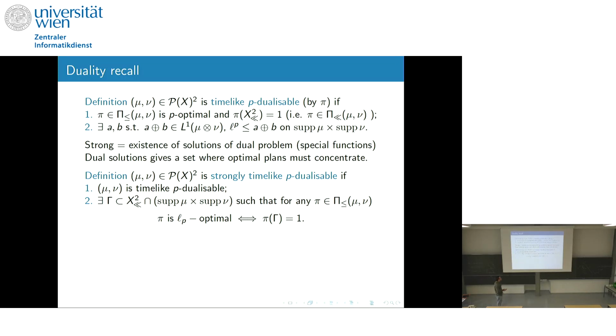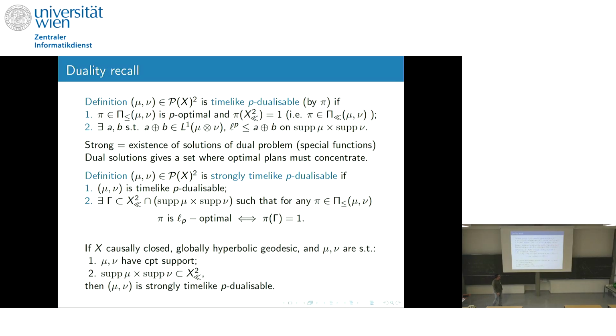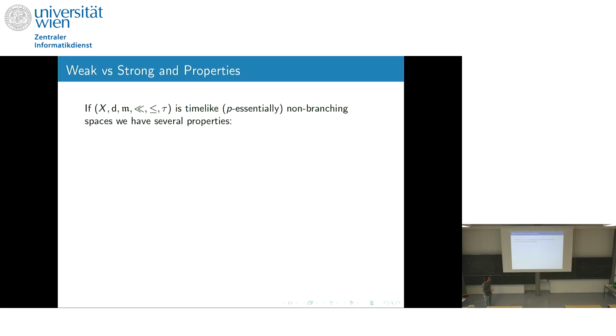While if you ask for strongly timelike p-dualizable, you are asking that all of them live on the timelike relation, meaning that there exists a common set Gamma that is contained in the timelike relation, such that every probability measure between mu and nu is optimal if and only if it lives on this common set inside the timelike relation. Like asking that if you bundle together all the supports of the optimal plans, they are still a timelike subset. And okay, these two definitions are non-empty. If you take two probability measures with compact support sufficiently close to each other, then you know that you can move one to the other following the timelike relation, and therefore they are strongly timelike p-dualizable. This was already observed by Robert in his paper in a slightly different definition.